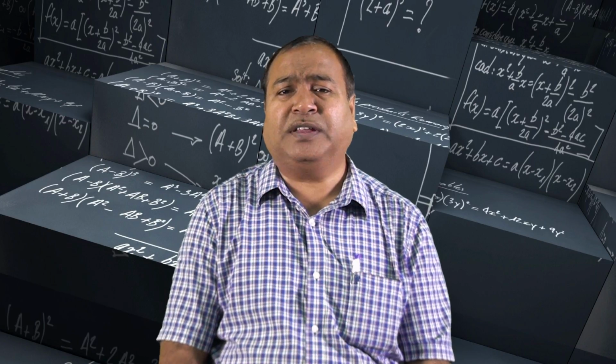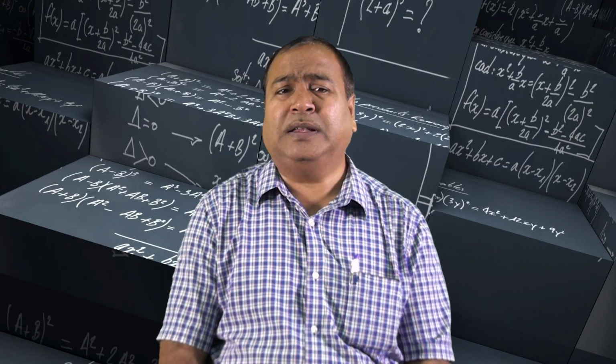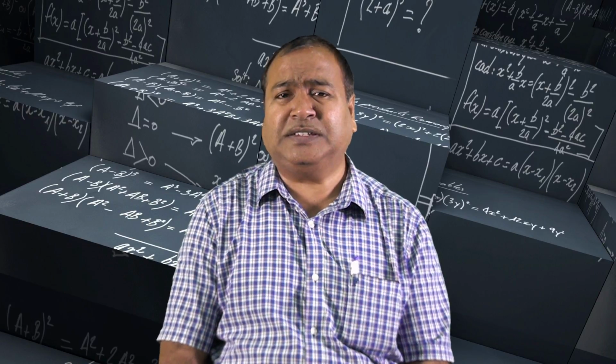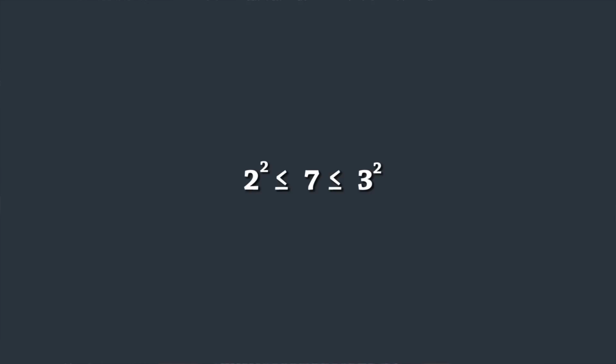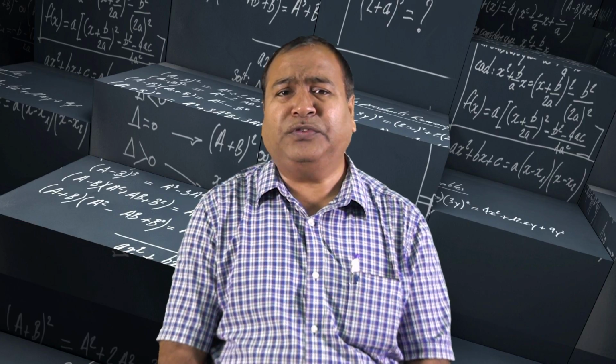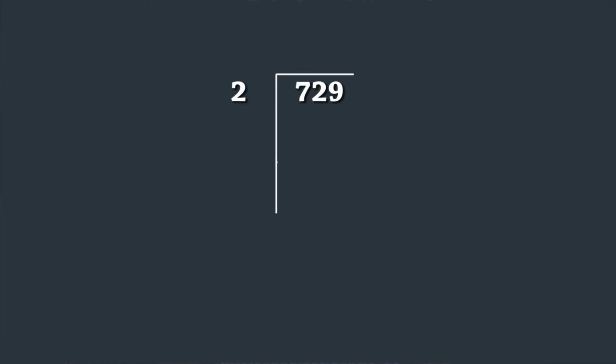Step 2. For the digit with single bar, let us find two numbers such that the given digit lies between the squares of these two numbers. In this case, 7 lies between 2 square, that is 4, and 3 square, that is 9. Step 3. Using 2 as a divisor, let us divide the digit 7 and get the remainder 3. Step 4. Double the divisor and enter it with the blank on its right.